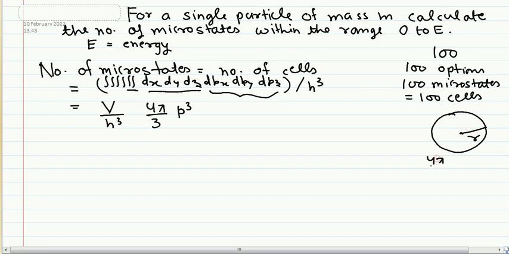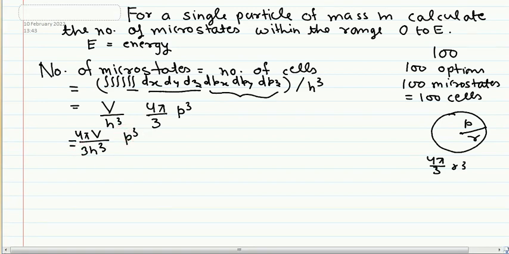Volume will be 4 pi by 3 r cube. So here in this integration, this r is the momentum. This is the momentum sphere with the radius p, and therefore the volume is 4 pi by 3 p cube. So what is the number? It is 4 pi V divided by 3h cube, and then p cube.